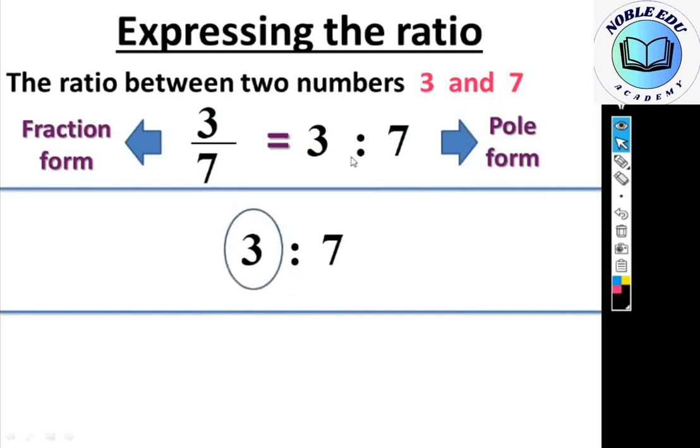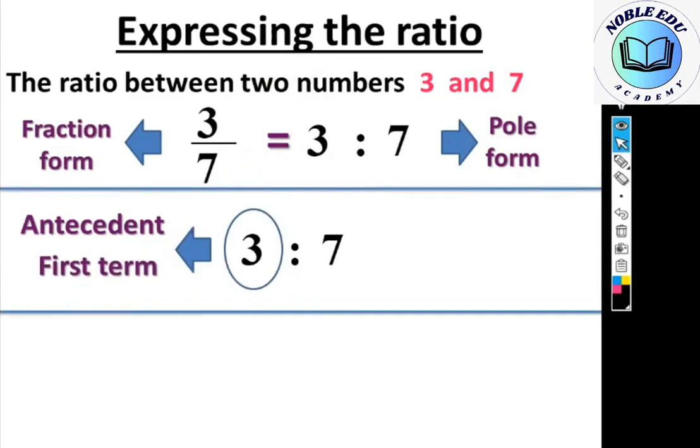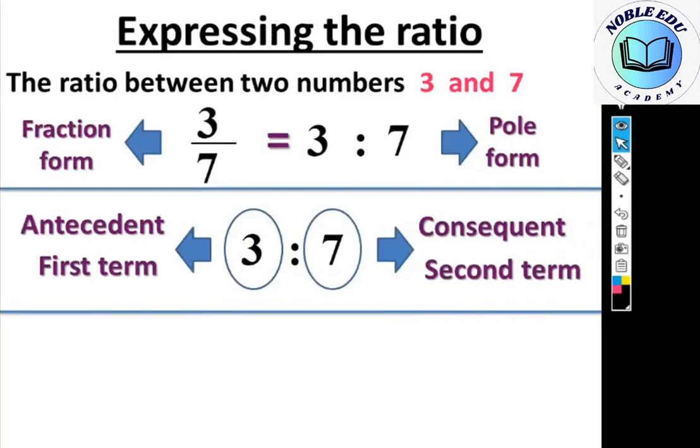What about the 3? The 3 here is called what? It is called the antecedent. And the next number, 7, is called what? The antecedent is the first term, and the 7 here is called the consequent. The consequent is the second term. You have the first term and the second term. The first term is called the antecedent, and the second term is called the consequent.